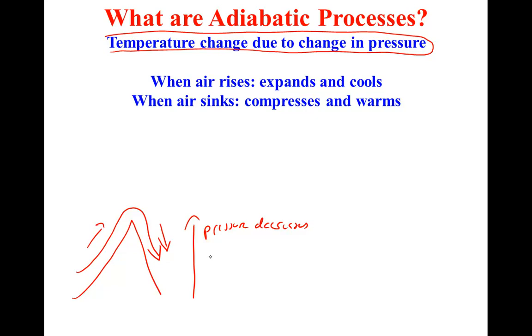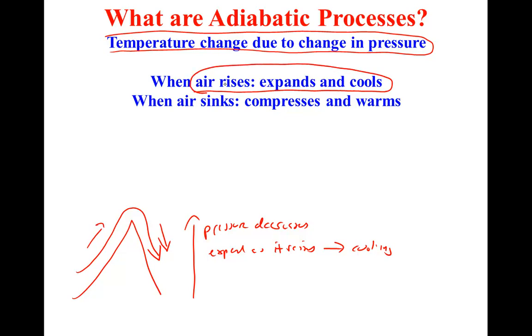That allows air to expand as it rises, and this causes cooling, adiabatic cooling. Cooling not due to a loss of heat, but cooling due to a loss of pressure and an expansion in volume. So when air rises, it encounters lower pressures, expanding as it does so, and cooling adiabatically as a result.